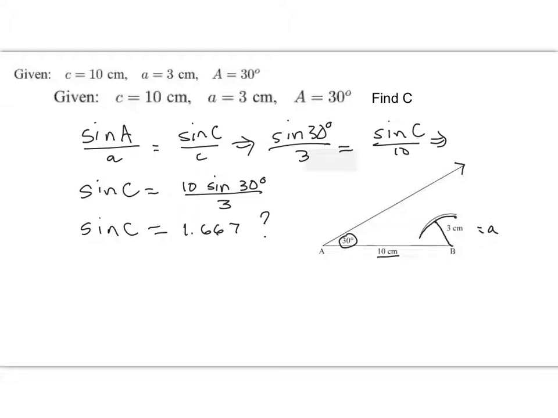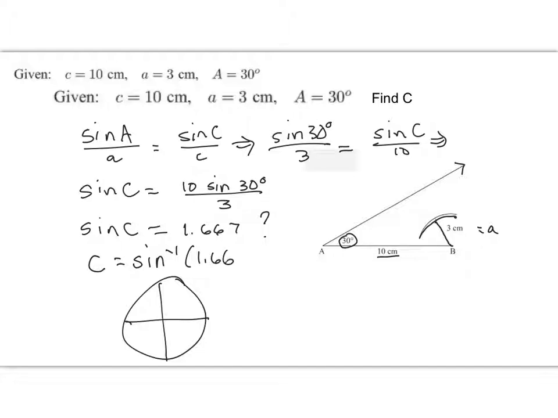That should be your first clue. If I think about the unit circle, where is the trig ratio for sine of C, 1.667? It doesn't exist, right? And if I try to put it in my calculator, if I put in arcsine of 1.667, you're going to get nothing but a big fat error. So in this situation, there are no possible triangles.